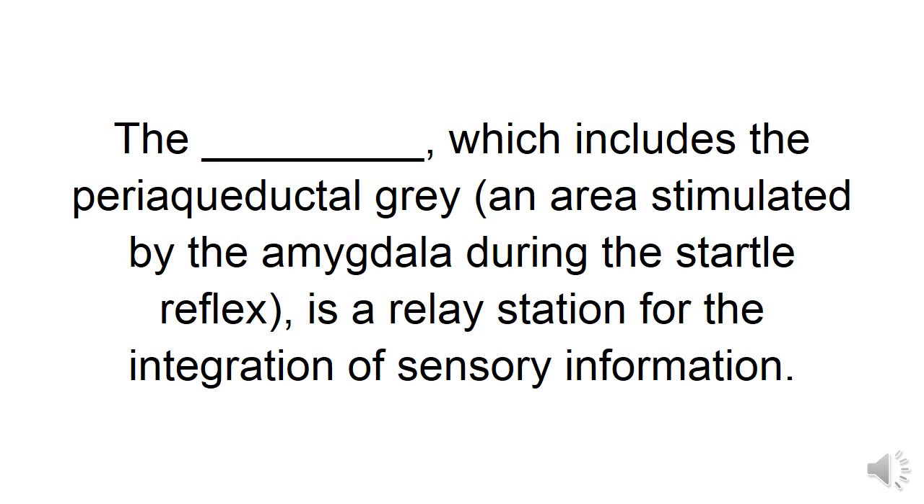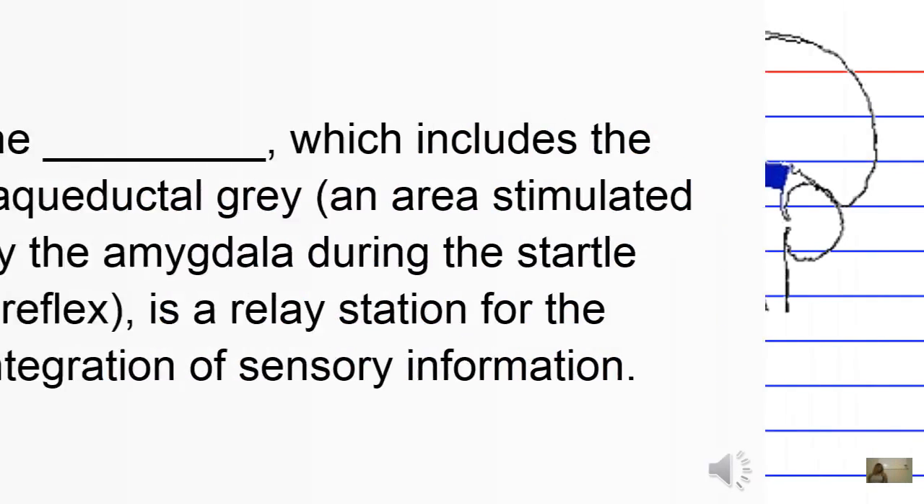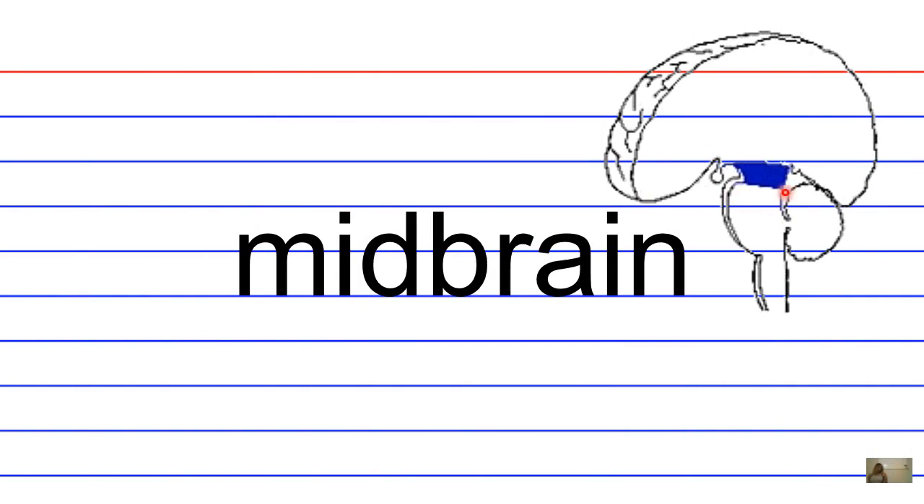All right. The blank, which includes the periaqueductal gray, an area stimulated by the amygdala during startle reflex, and to see a startle reflex in a baby, just YouTube it, is a relay station for the integration of sensory information. So what brain structure is this? So the blank is the midbrain, okay? So go back and see what the front side of the card says, but it's the midbrain.